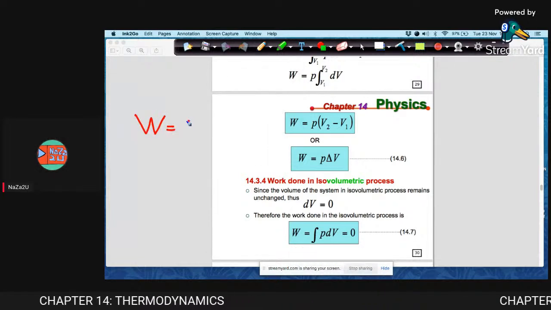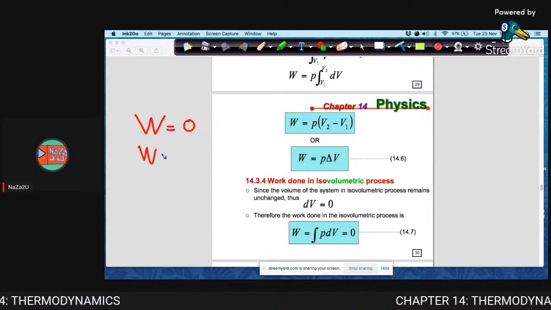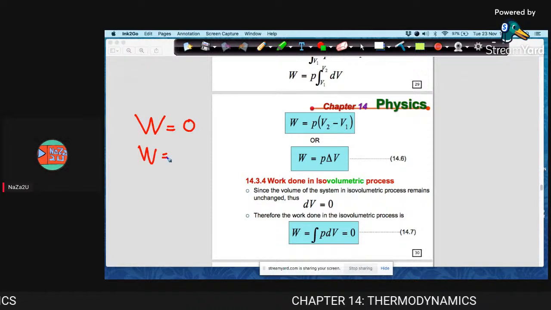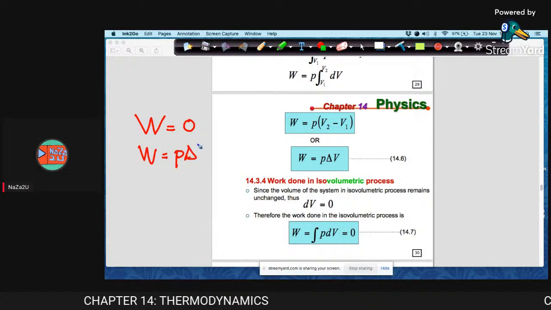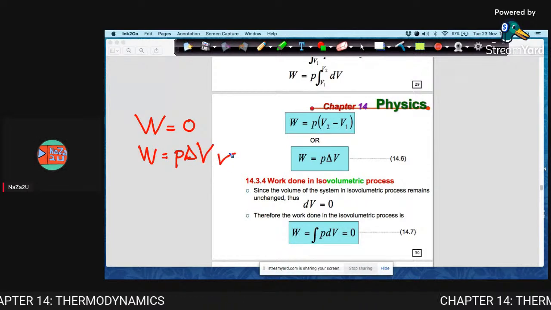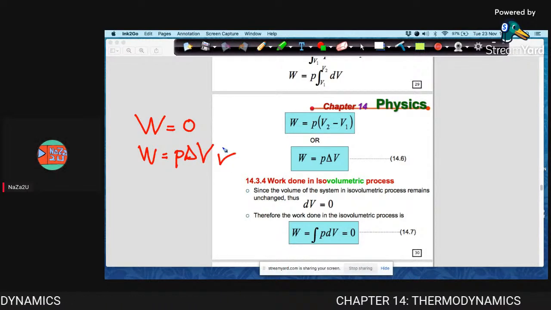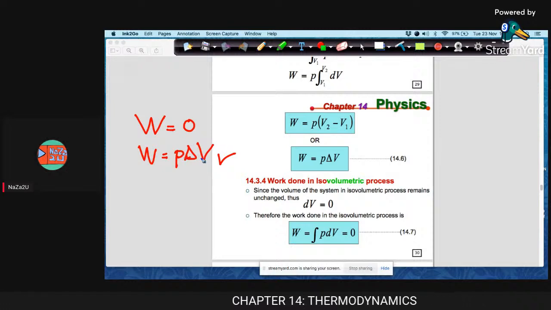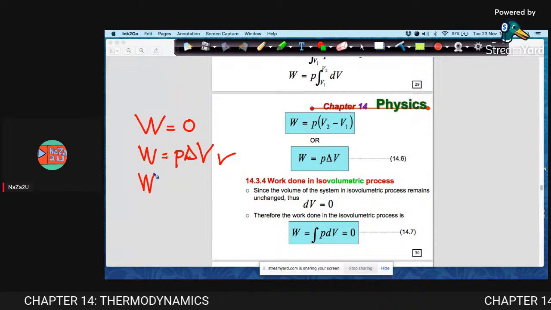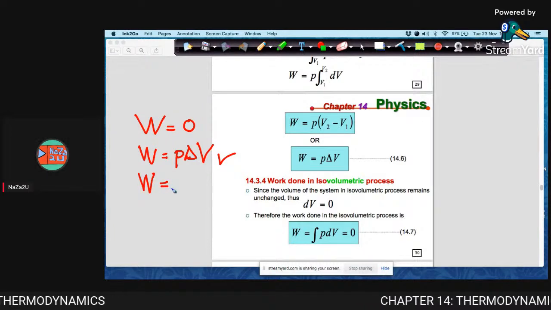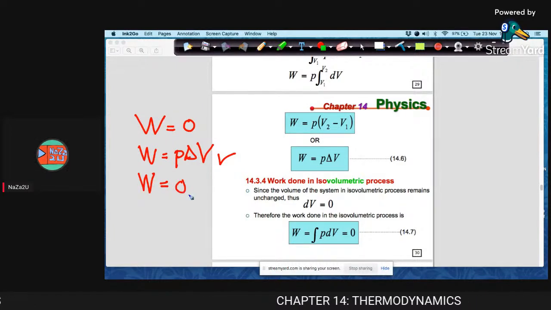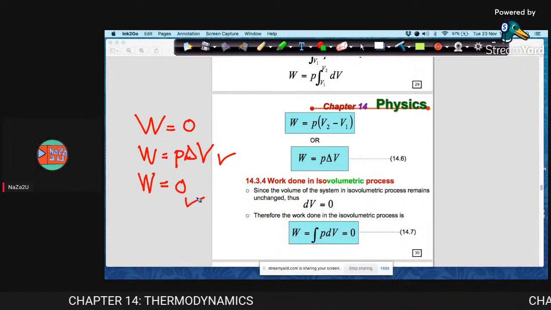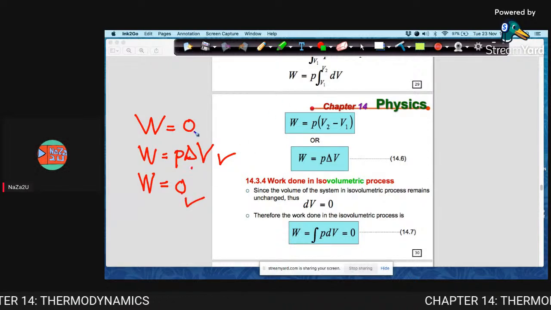So, when the change of volume is equal to 0, work done is P delta V. For the isochoric, change of volume is 0, and we have the isobaric. So we have W is equal to 0. This is isovolumetric, right? Isovolumetric, isobaric, isothermal, right?